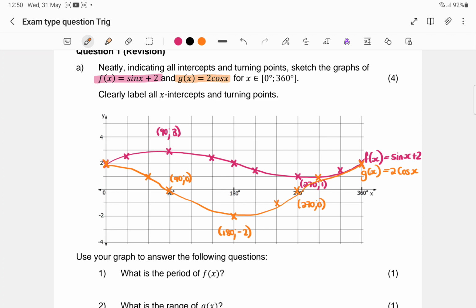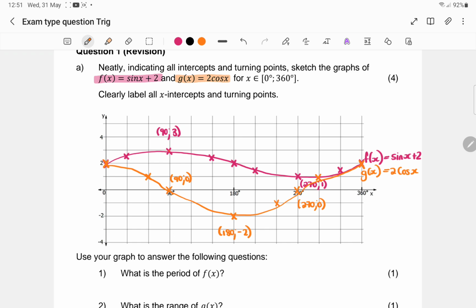All right, so there's my two graphs drawn. The pink graph is f of x. It's a sine graph. As it goes up, it reaches its maximum point over there, goes down, reaches its minimum point over there, and ends there at 360, 2. Then if you look at the cosine graph, the 2 cos x, it goes like a bowl, and the minimum point there is 180, negative 2, and it goes through 90, 0 and 270, 0.